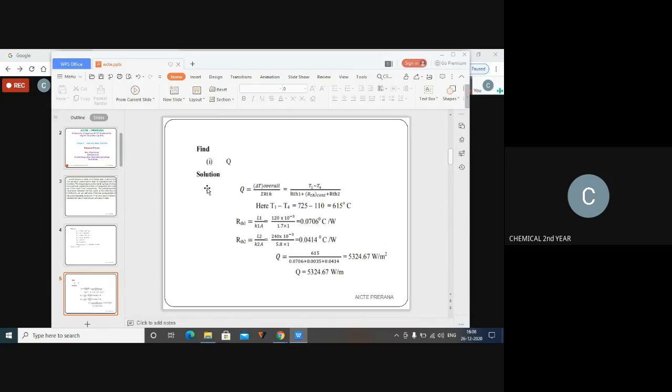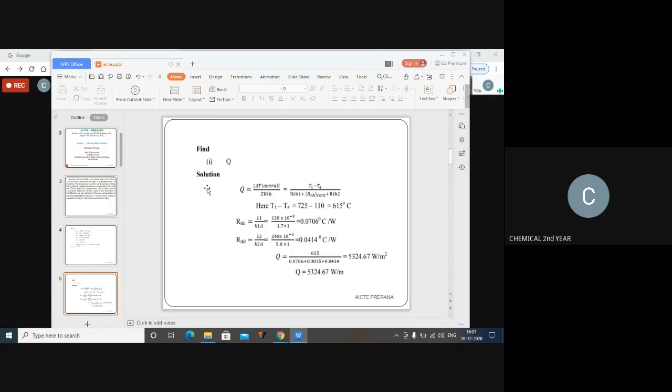We know the formula for finding Q is delta T overall divided by the summation of R thermal. Delta T overall can be written as T1 minus T4, and the summation of R can be written as R1 plus R thermal contact plus R thermal 2. We know the values of T1, T4 and the contact resistance. Here T1 minus T4, subtract and you will get 615 degrees Celsius.